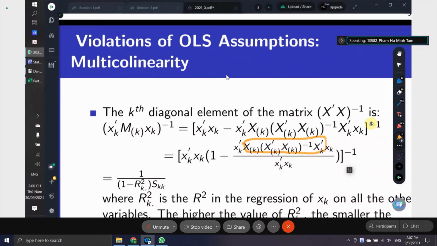PX. Is that right? No, it is something else. What is the difference between X and Xk?